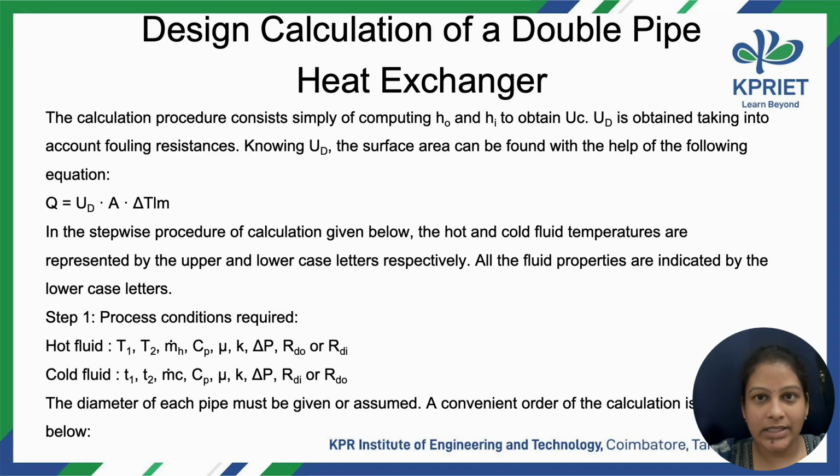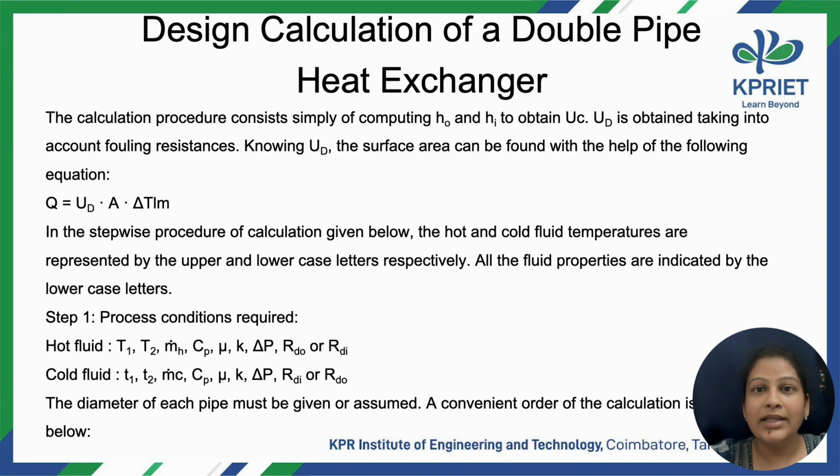In today's lecture series, we are going to look into the design calculation for a double pipe heat exchanger. Basically, a heat exchanger is a device that transfers heat between two fluids, one of which will be a hot fluid and another one will be a cold fluid. So, a double pipe heat exchanger basically consists of an inner tube and an outer tube. For example, if the hot fluid is going inside the inner tube, the cold fluid will be flowing in the annular space between the inner tube and the outer tube.